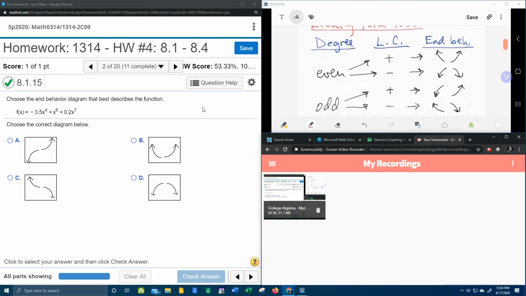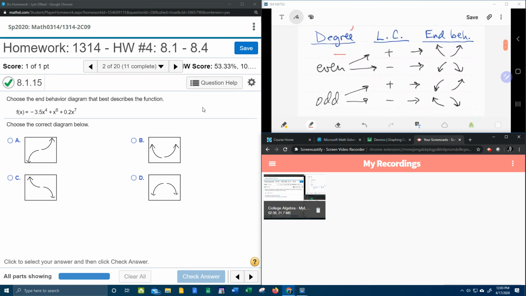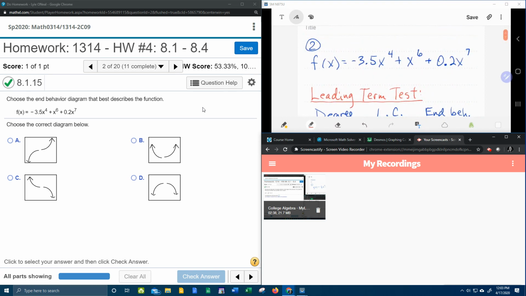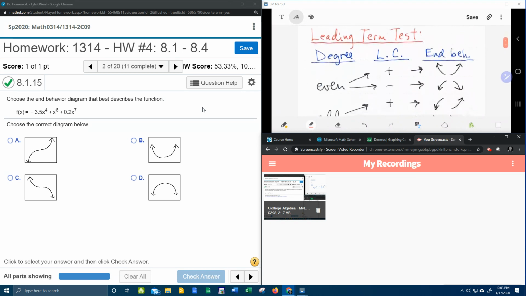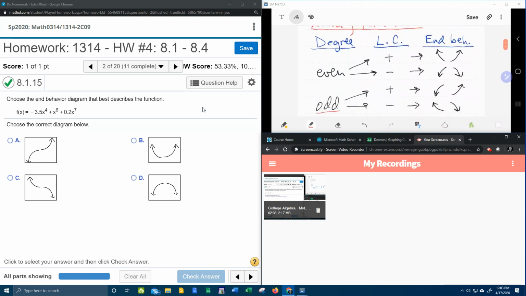So what the leading term test says is that you have to know the degree and the leading coefficient to determine the end behavior. So coming back up here to our function, we know that the degree is the biggest exponent on any variable. So our polynomial function has a degree of 7, and that number is odd. So we have an odd degree.